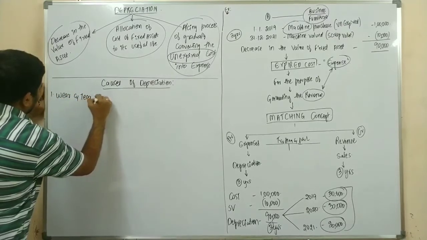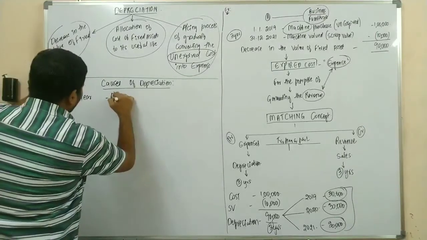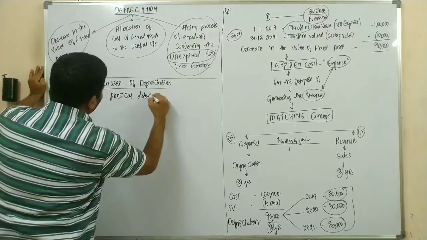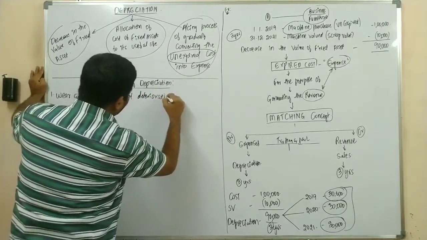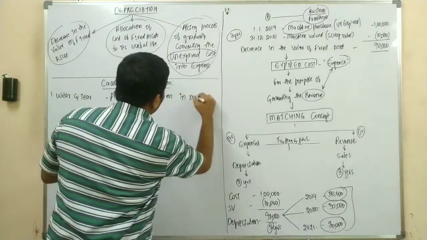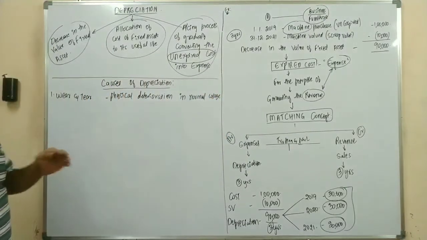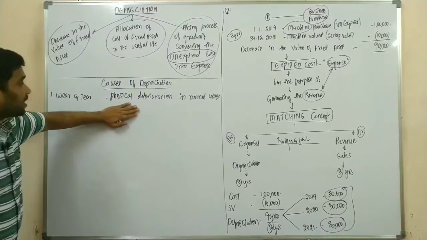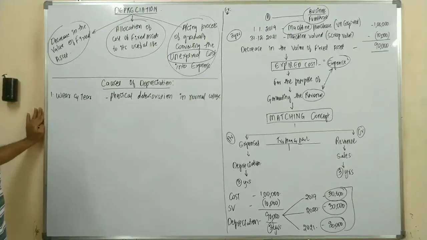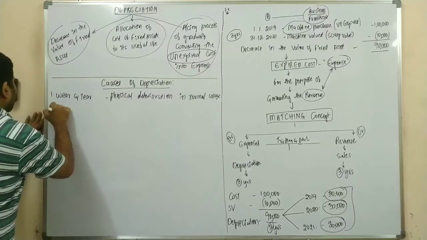wear and tear. Sir, what is the meaning of wear and tear? Wear and tear is nothing but the physical deterioration of a fixed asset in normal usage. So in the course of usage, whenever there is a physical deterioration in the fixed asset, it is nothing but wear and tear. That means usage of the fixed asset in the normal course of business. Next one, what is the next cause, sir?